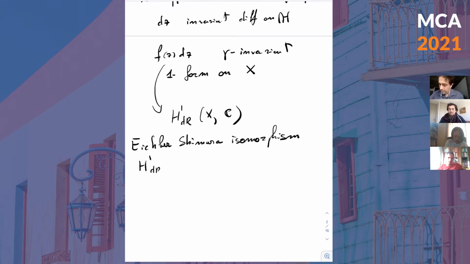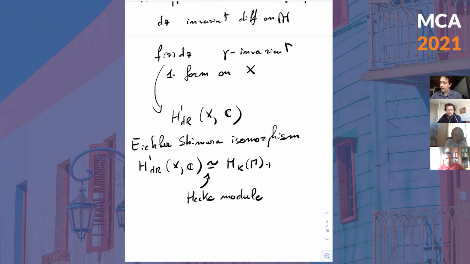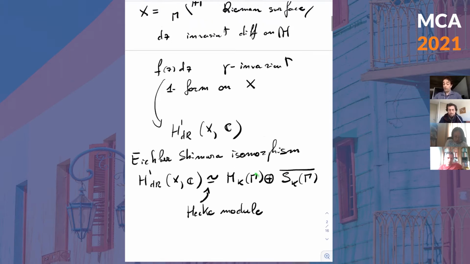this decomposes as a Hecke module. The important thing here is that the isomorphism respects the Hecke action. This H^1 decomposes as the space of modular forms of level Γ in direct sum with the space of cusp forms, always of level Γ and weight k, but anti-holomorphic. So I put a bar to denote that these are anti-holomorphic things. So this is telling us that if you are looking for modular forms, we can look inside the H^1.